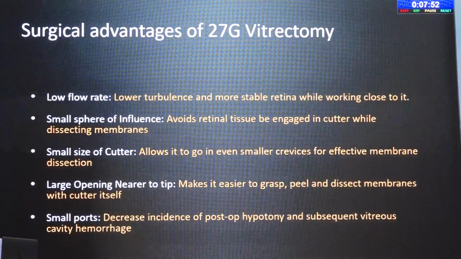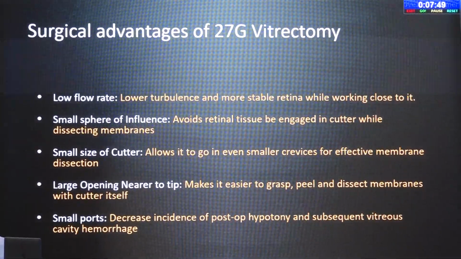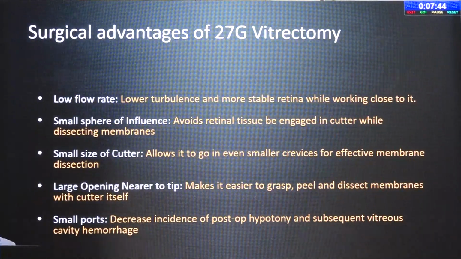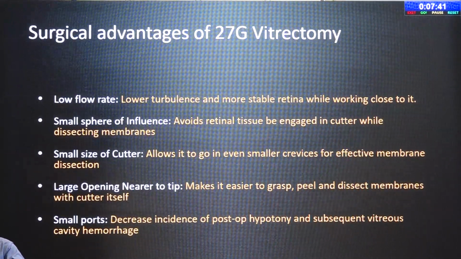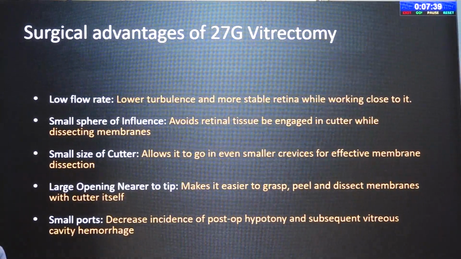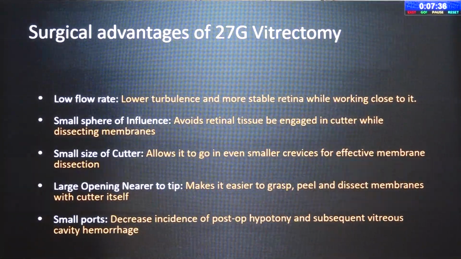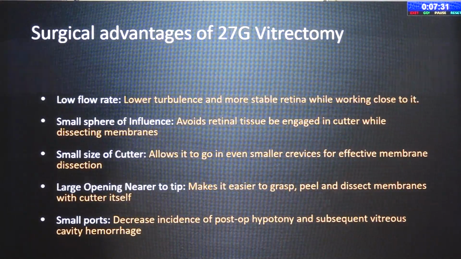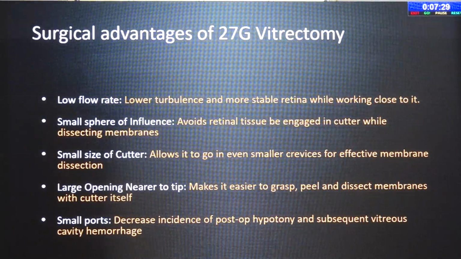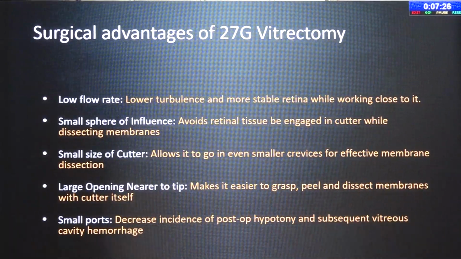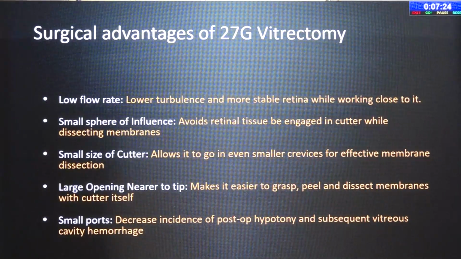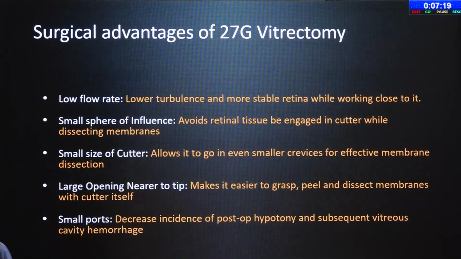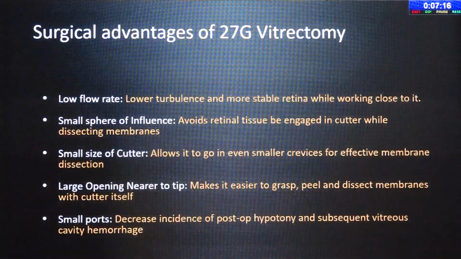I generally use 27 gauge vitrectomy for diabetic patients, but it's any small gauge vitrectomy, either 25 or 27. It's an advantage because they have a low flow rate, low turbulence, and a more stable retina while working close to it. They have a very small sphere of influence, and it avoids retinal tissue being engaged in the cutter while dissecting the membranes. And the small size of the cutter allows it to go even into the very small gaps present between the various nails for effective membrane dissection. The opening is larger and nearer to the tip, so you can grasp or peel and dissect the membranes with the cutter itself, and you don't need extra instruments for that.